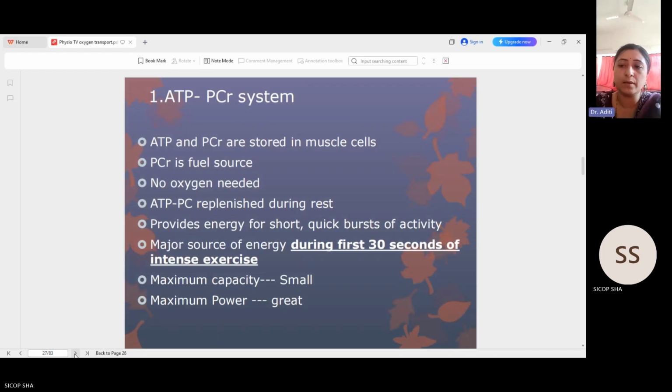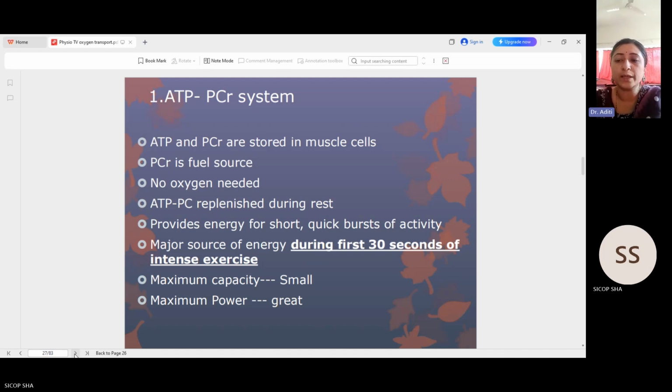First is the ATP-PCR system. ATP and PCR are stored in the muscle cells. PCR, we all know, is the fuel source, and this process does not require oxygen. ATP-PC is replenished during rest. It provides energy for short, quick bursts of activity. The capacity is small and the power is great. Short duration activities which require high intensity are when the ATP-PCR system comes into the picture.